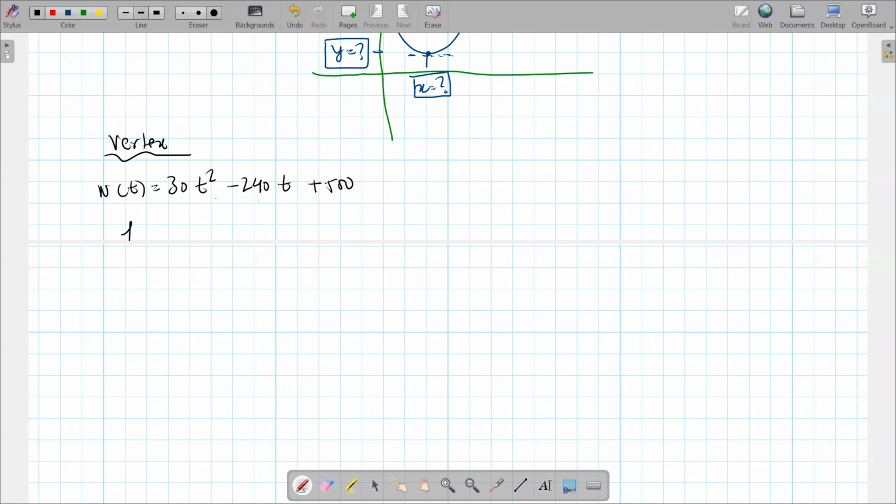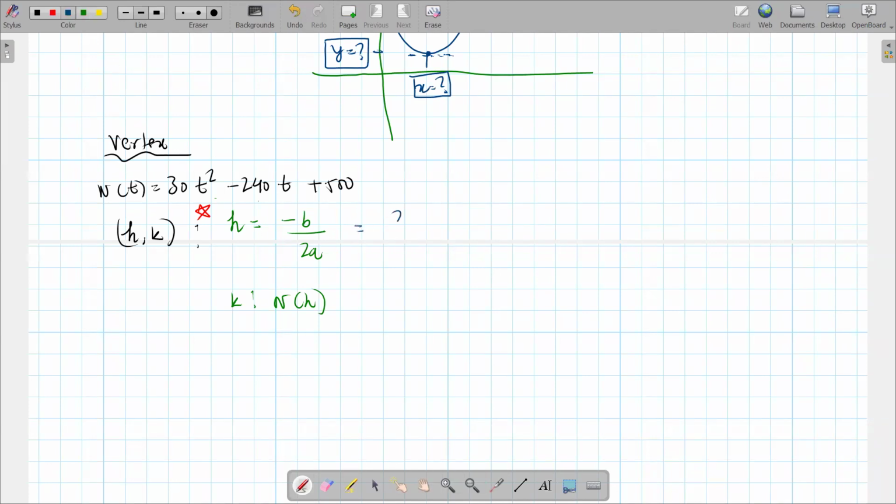Remember, vertex is always h comma k. h is always negative b over 2a. And to find k, you just plug the h value back in the function. So this is bulletproof. This one, we don't care about x-intercepts. And I'll show you a third way, which is the easiest way, later. So let's try this.